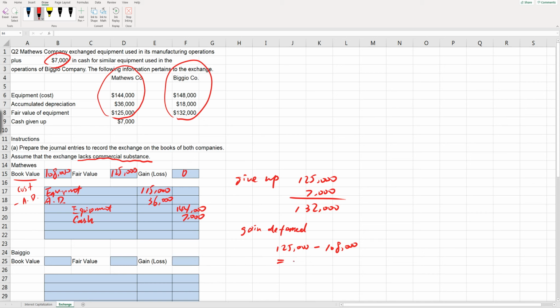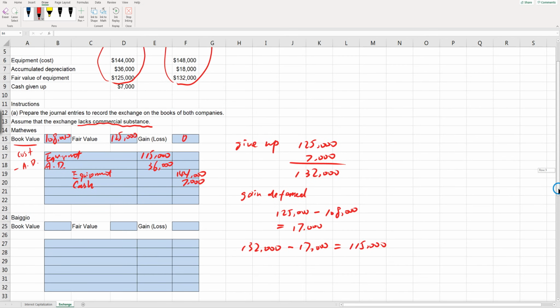That's going to be $17,000, right? So the gain will be deferred, and therefore the new assets will be recorded as the total value we give up, minus the deferred gain. It's 115. All right, so we have two ways to determine the cost of the assets acquired right here. Either will be fine.